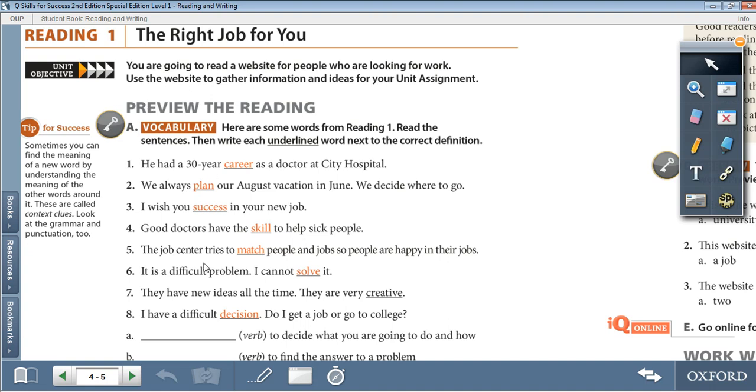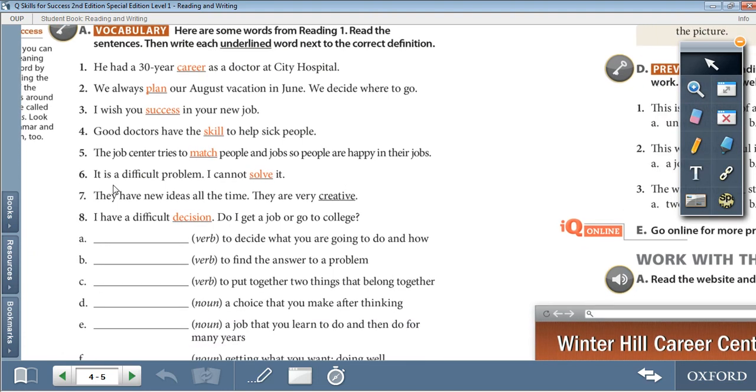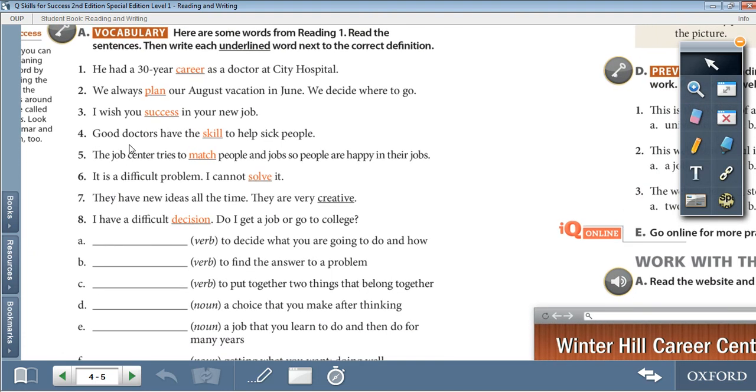First of all, we need to do a vocabulary activity. In Activity A, what you need to do is pretty simple. Just match each word with the correct definition. So let's read the sentences first.